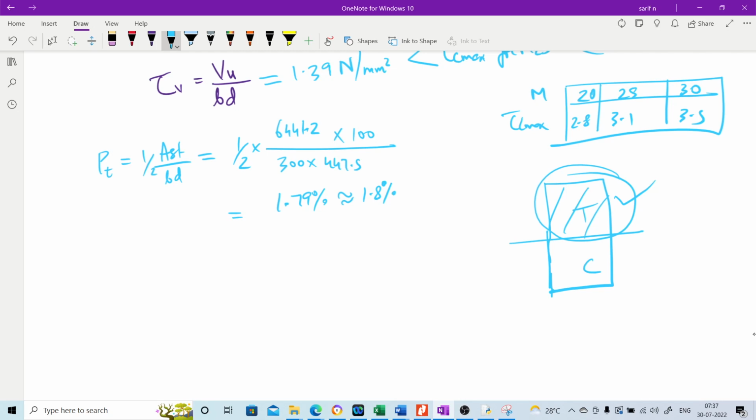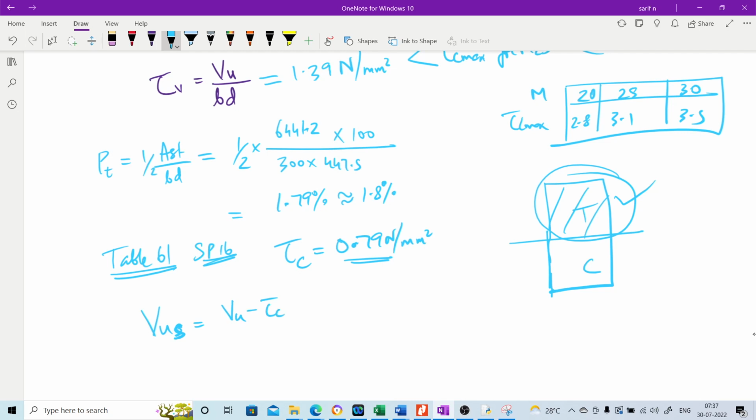All that we have to do is we have to go to SP16. I think it is table 61, which is for shear, table 61 of SP16 I think. So if you go to this particular table, table 61 or table 60, so we can calculate the value of tau C as 0.79 Newton per mm square. Okay, tau C we will be getting. Now we want to find out what is the shear force that has to be resisted by the stirrup, VUS. So VUS is equal to VU minus tau C BD. So that will be equal to 250 minus point.